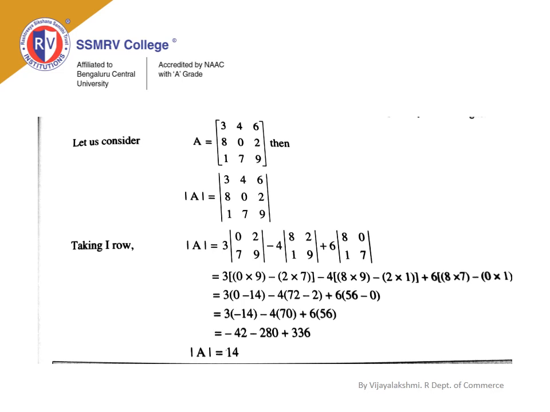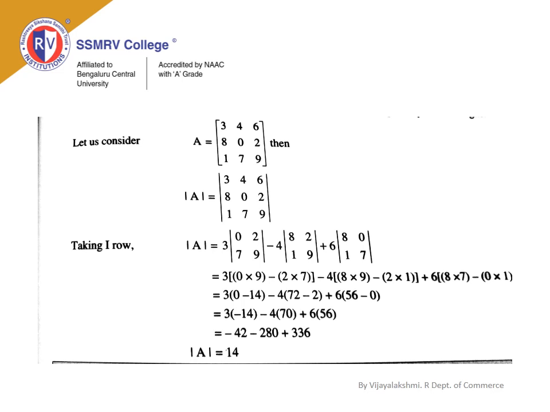3 is there in the first row and the first column. The first row items and the first column items must be ignored. That is, along with 3 we have 4, 6 in the first row and 8, 1 in the first column. 4, 6 and 8, 1 should not be taken. The other numbers need to be taken. That is, 3 should be multiplied with 0, 2, 7, 9.